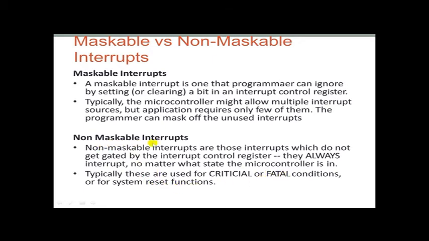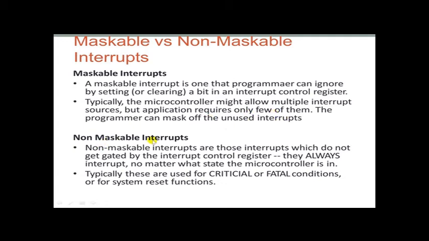So, non-maskable interrupts and maskable interrupts. Maskable versus non-maskable interrupt is a very important difference. It may be asked from the viva point of view also. A maskable interrupt is one that the programmer can ignore by setting or clearing a bit in an interrupt control register. Typically, a microcontroller might allow multiple interrupt sources, but the application requires only a few of them, and the programmer can mask off the unused interrupts.